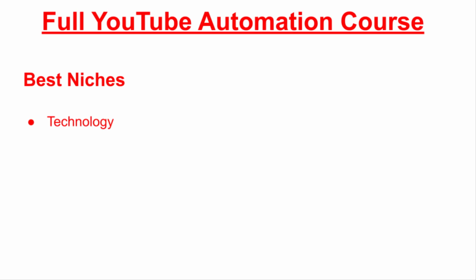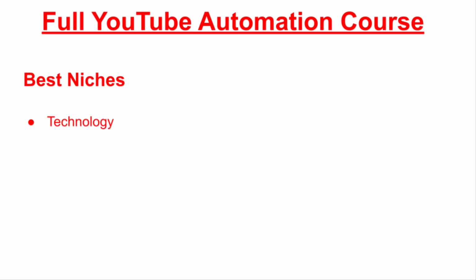So the very first niche on our list is the technology niche. This one always has a really high CPM. It's always trending. There's always going to be new technology, and it's something that is evolving every single year. So there is always going to be content to be made around technology. And it's also going to be watched by a lot of people because technology is a really, really broad and big niche.